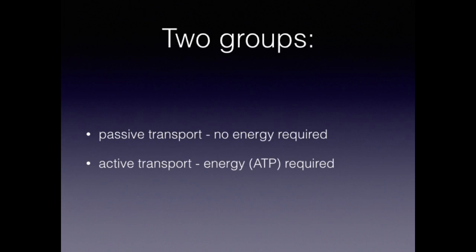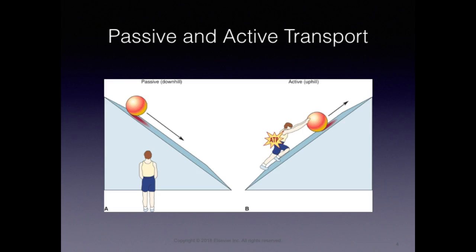There are two main groups of transport mechanisms to get substances in and out of the cellular environment. When there is no energy required to move the substance, it's called passive transport. When energy in the form of ATP is required to get the substance through the barrier, it is called active transport. So think of passive transport if the substance is the ball, and just simply gravity will take it from one place to another. No energy is required. The ball will just roll down the hill.